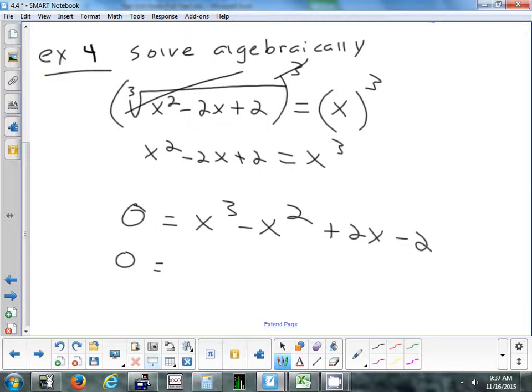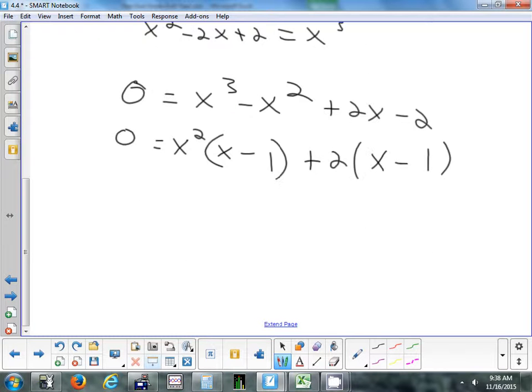Paige, what do these first terms have in common? x. Yeah, even more. You could take out x, but I think x squared would be even better. And how about Kyle, what does that leave me with inside parentheses? x minus 1. Perfect. Watch what's going to happen here. That's also going to leave me with x minus 1. I made that happen on purpose. If it didn't, we'd be stuck right now.